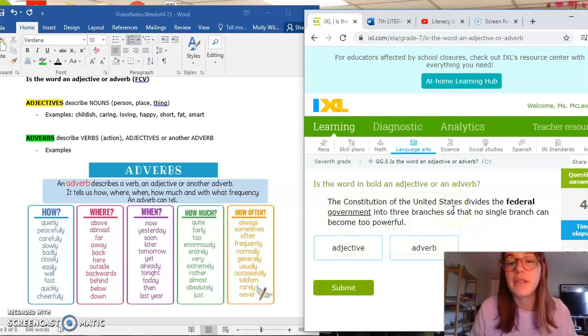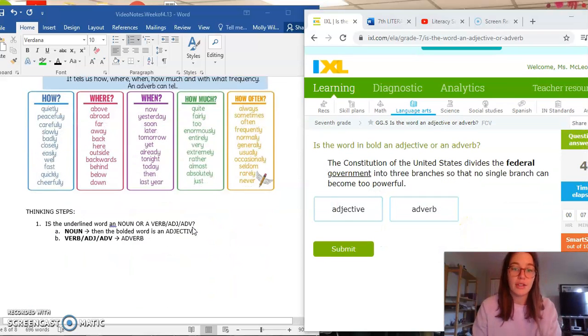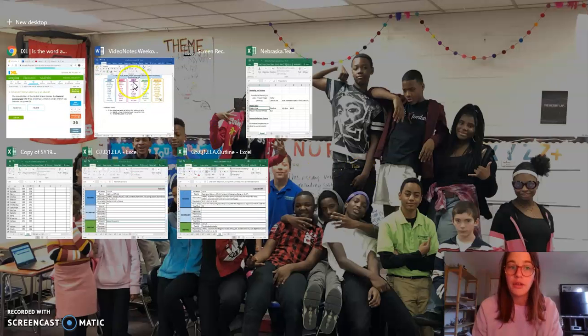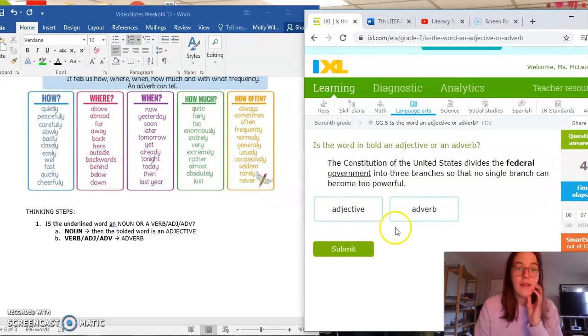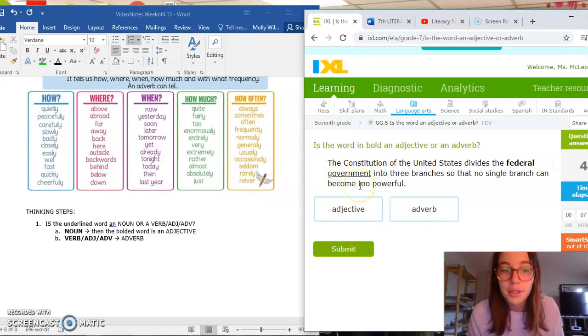All right. Just a quick review. Ask yourself, is the word that's underlined a noun? If it's a noun, then the word that describes it is an adjective. If it's a verb, adjective, or adverb, then the word that describes it is an adverb. You got it.